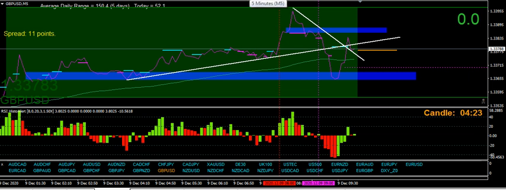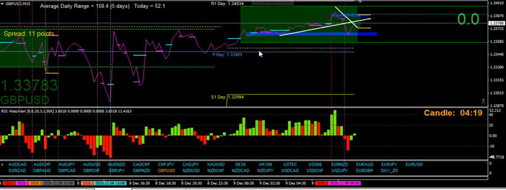So this is the M5 chart. Let's have a look at the M15 chart, see what that's telling us. Well, where we are here is clearly a monster support there as well, connecting those two areas, and we've got the daily pivot there as well.